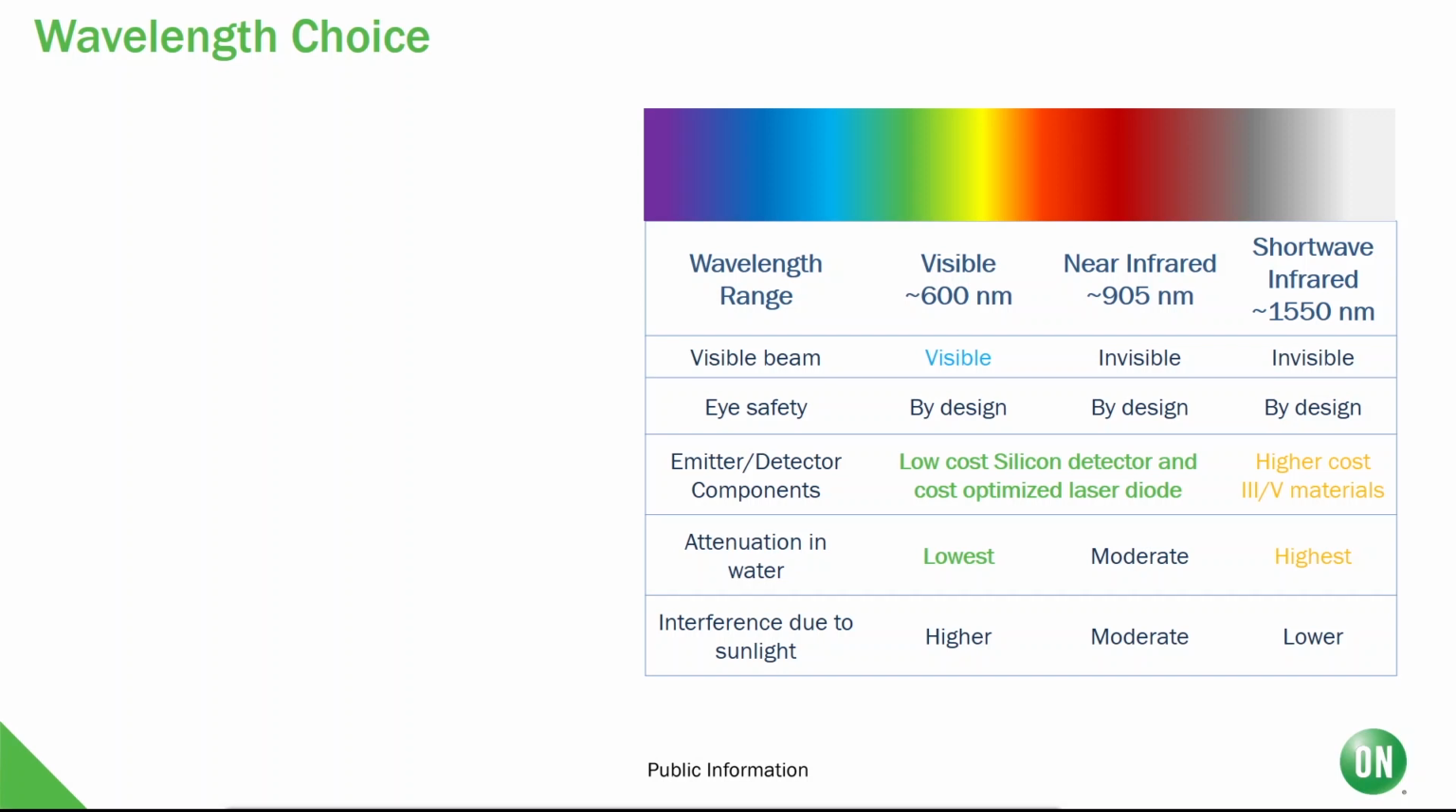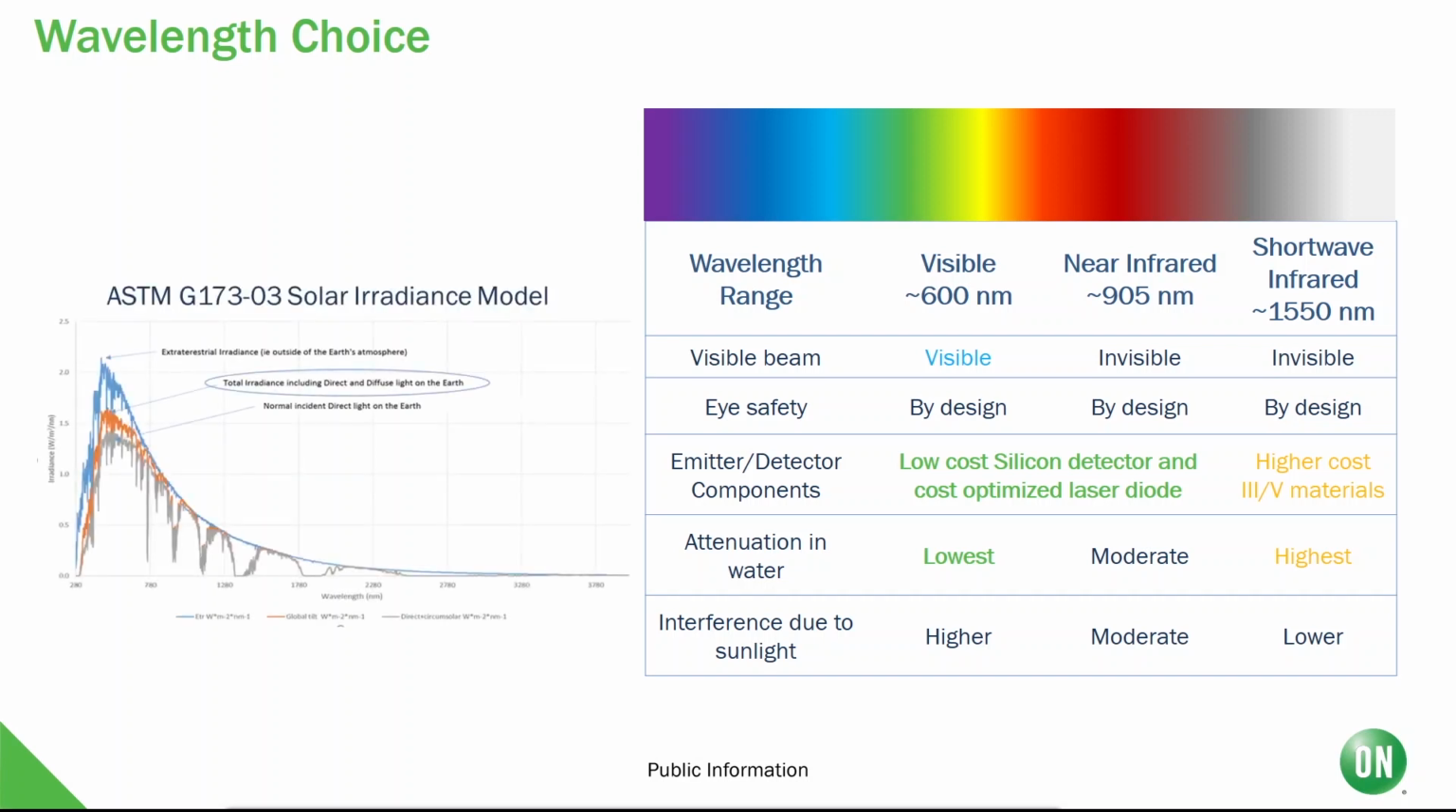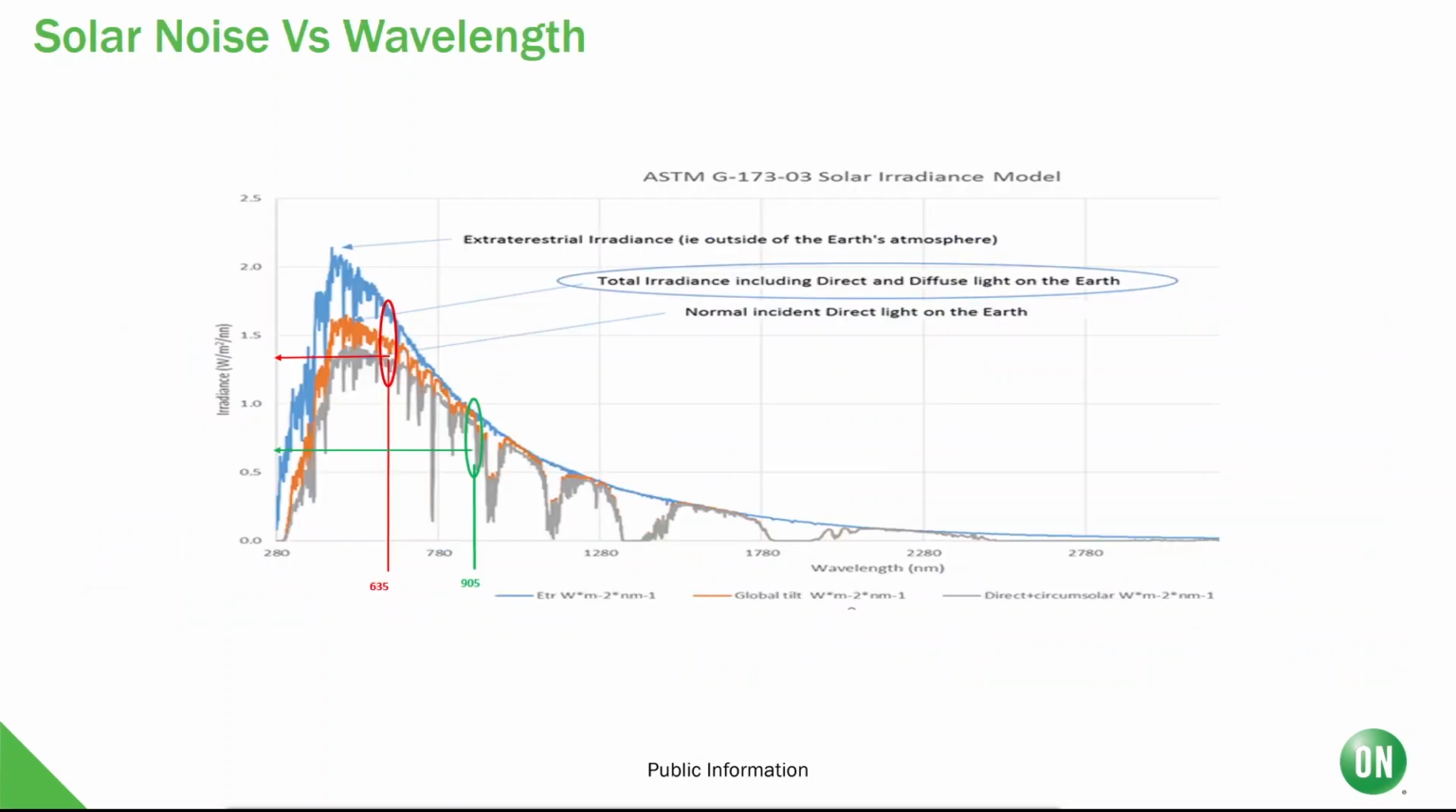Environmental factors such as attenuation in water may be important for an application. So if you needed your LiDAR to operate underwater, a shorter wavelength would be most appropriate. From the spectrum on the left, we see that solar radiation tends to be higher at shorter wavelengths. So this should be considered in particular for outdoor applications.